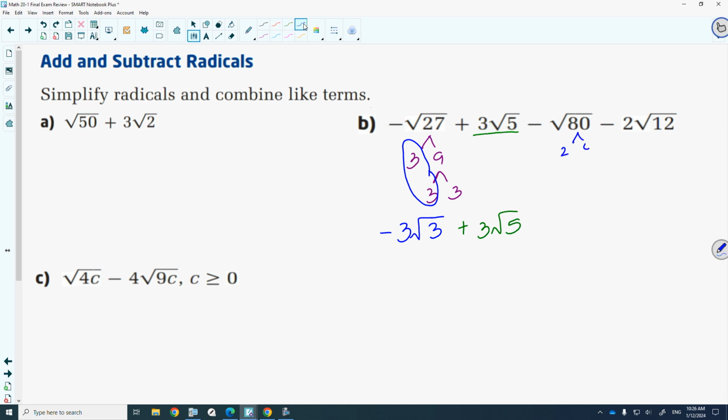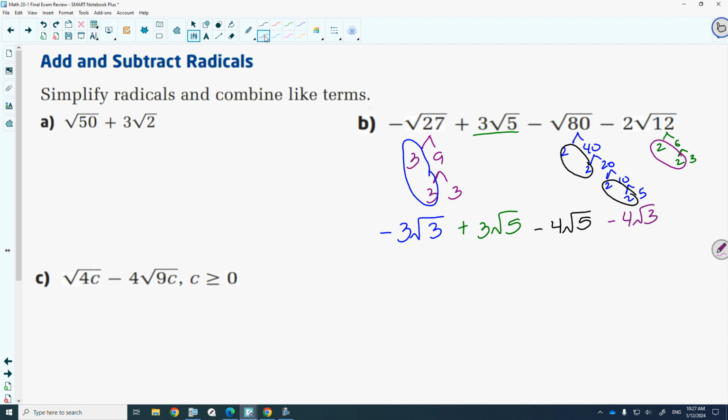80 is 2 and 40, 2 and 20, 2 and 10, 2 and 5. So Isaiah, what is the square root of 80? Negative 4 root 5. Yes. And then negative 2 root 12, 2 and 6, 2 and 3. Izzy, negative 2 root 12, what will that become? Negative 4 root 3.